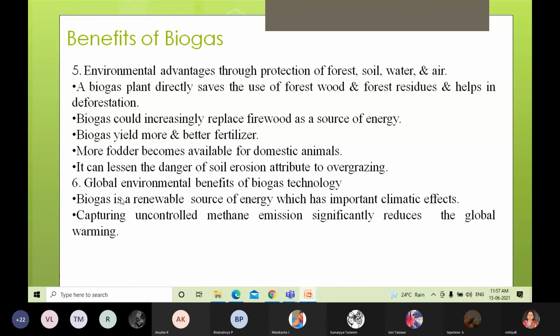Next is the global environmental benefits of biogas technology. Biogas is a renewable source of energy which has important climatic effects. Capturing uncontrolled methane emissions significantly reduces global warming. These are the benefits of biogas.